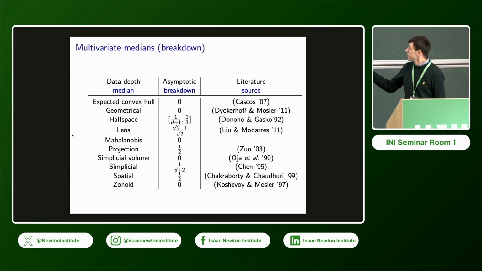Sometimes it's actually 0, like for Mahalanobis, expected convex hull, geometrical, simplicial volume, or zonoid depths. But it can also be a relatively high breakdown value of the median, going up to 1/3 or even up to 1/2 for projection and for spatial depths, the 2 depths which I have represented.